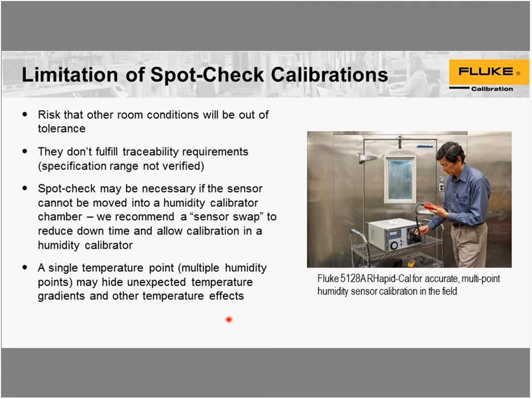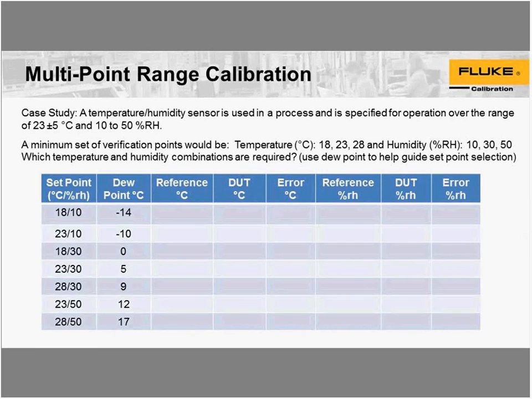Here is an app. We won't spend too much time talking about it, but here's a sensor that's used in a fairly typical temperature and humidity range. It's using a process that is specified over the temperature range of 23 plus or minus 5, so from 18 to 28, and the humidity range is 10 to 50% RH.